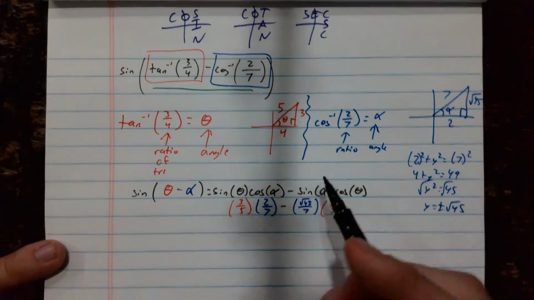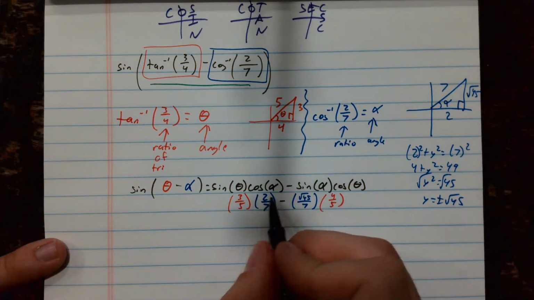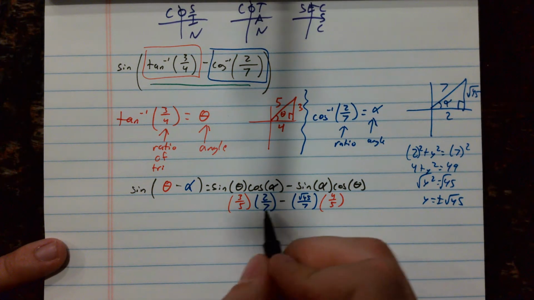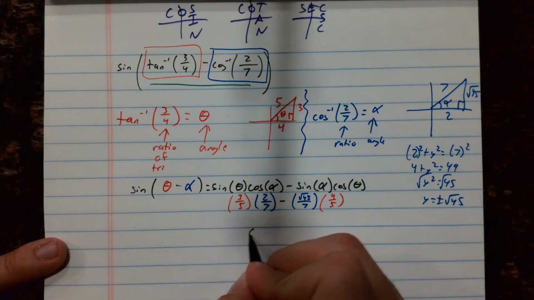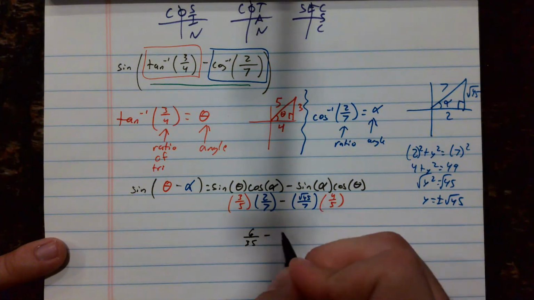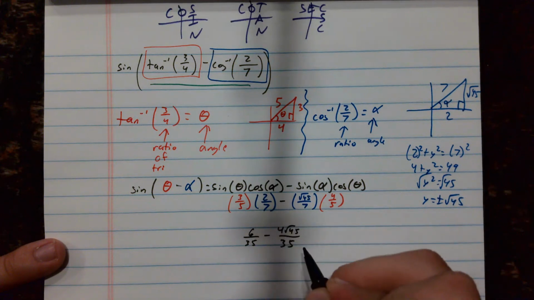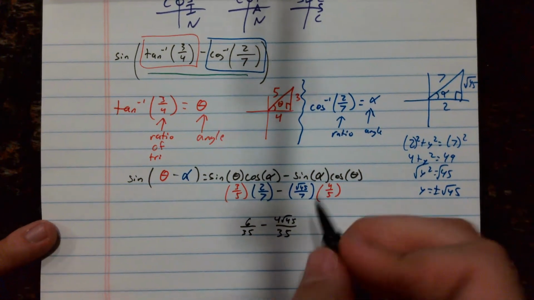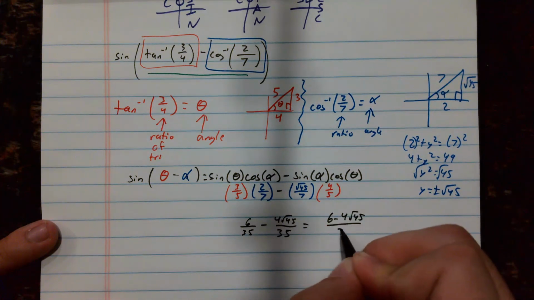And now I can start to simplify. Remember, when I multiply fractions, I multiply the tops together, and I multiply the denominators together. So 3 times 2 is 6, over 5 times 7 is 35, minus, different roots, so I'm just going to keep them separate, 4 root 45 over 35. My denominators are the same, so this is going to be 6 minus 4 root 45 all over 35.